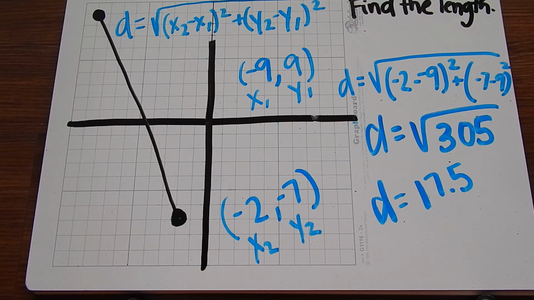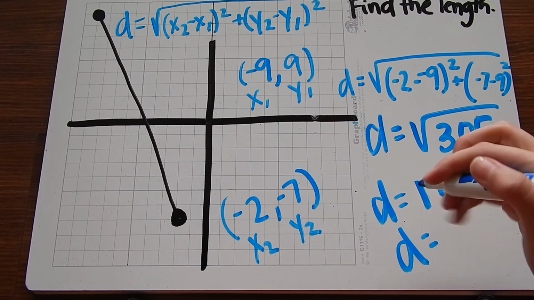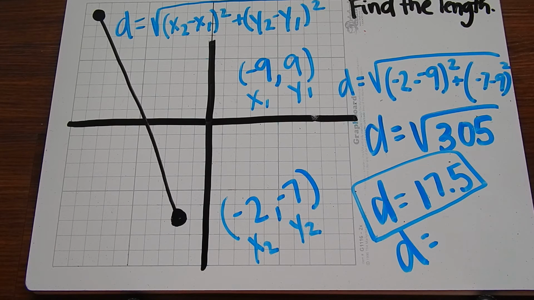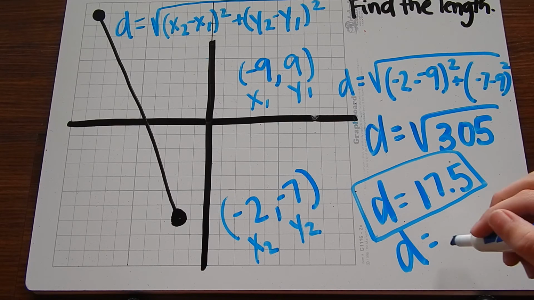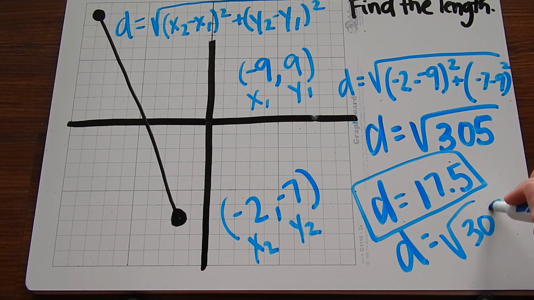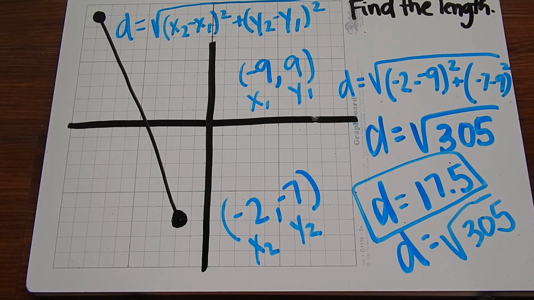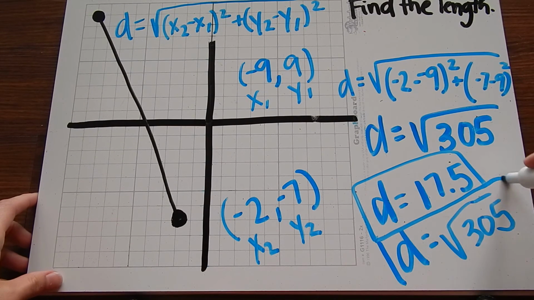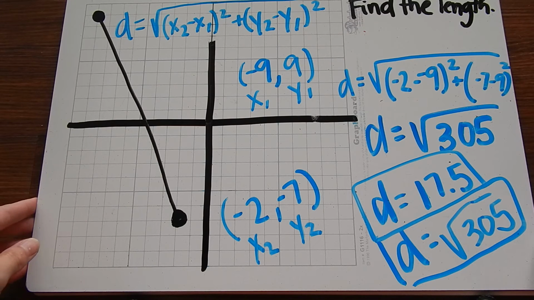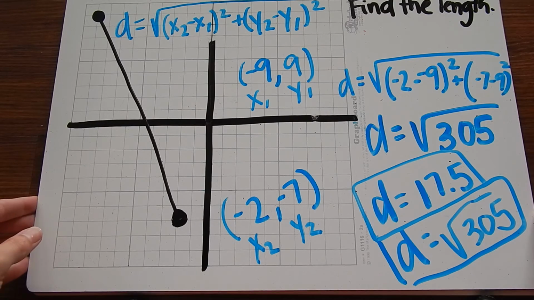Or it could tell you to write it as a reduced radical. So reduce the radical for 305 and you get the square root of 305. That would not reduce. Okay, so either one of these would be your answer, depending on how it asks you to write your answer. Rounded or the exact number, the square root.